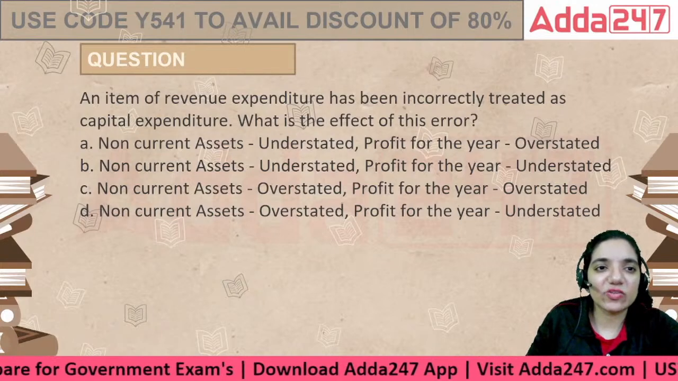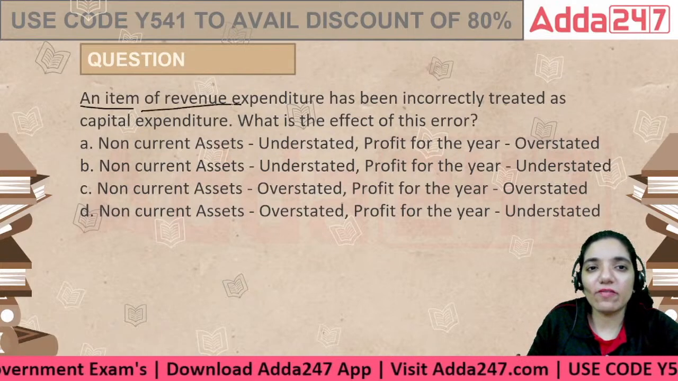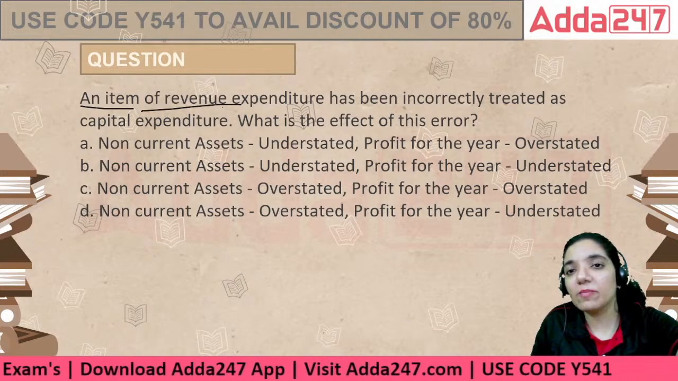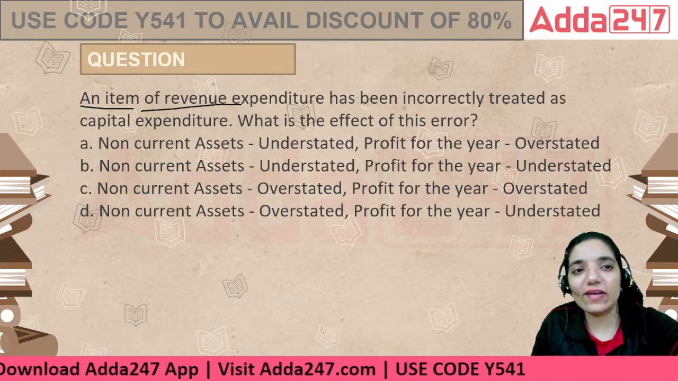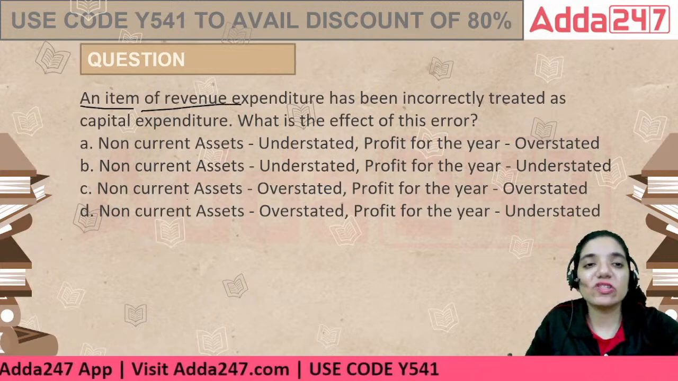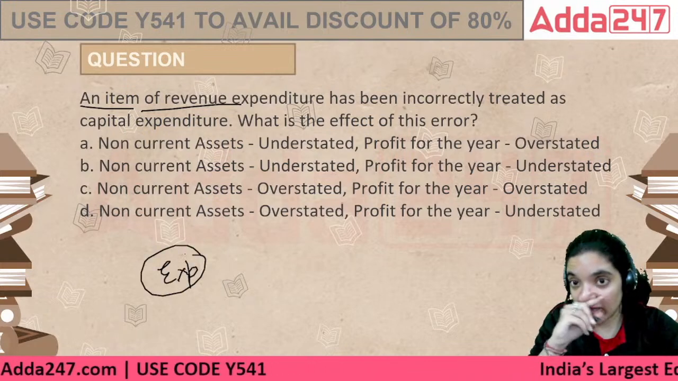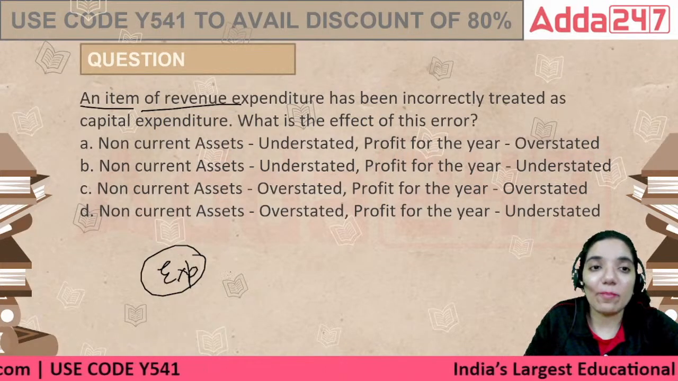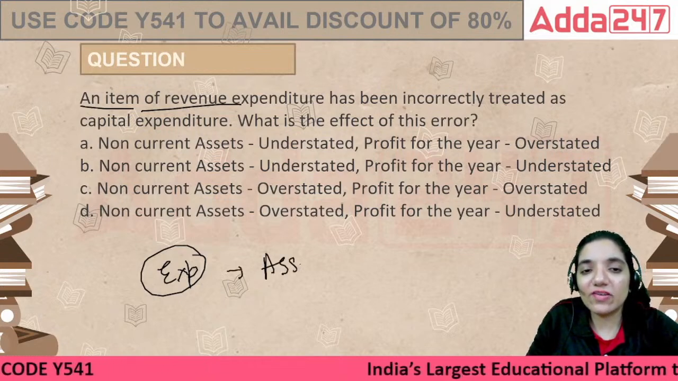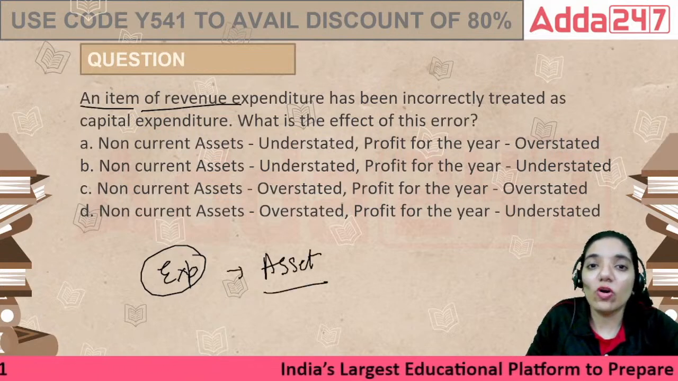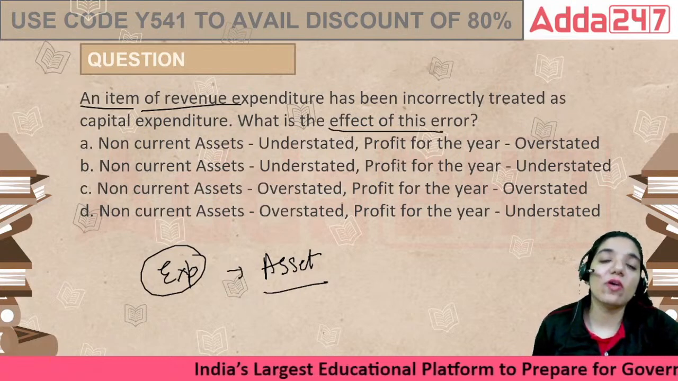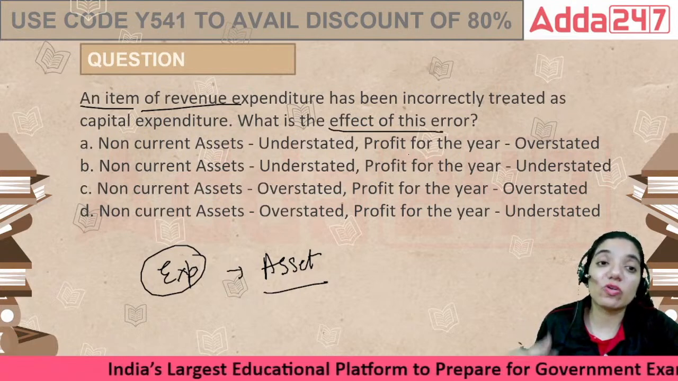Okay, here comes the next question. An item of revenue expenditure had been incorrectly treated as a capital expenditure. That means there was some expense that was recorded incorrectly as a capital expenditure, so it was probably treated as an asset. What is the effect of this error? When such an error occurs, what will be its effect?